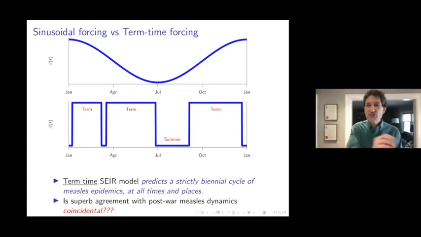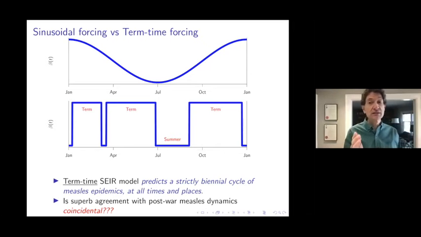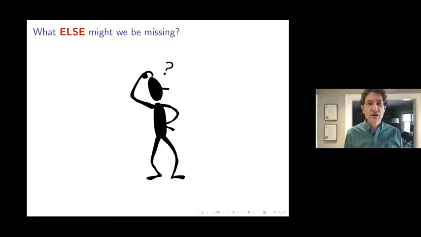Well, it turns out that if you look at the agreement between this model and that period of biennial oscillations that I showed you for England and Wales and in various other places, it's really good agreement. And so that seems like too much of a coincidence for this to be wrong. So what's going on? We must be missing something else.